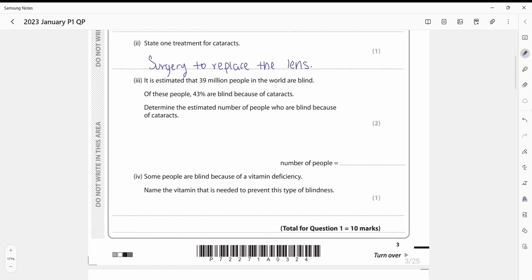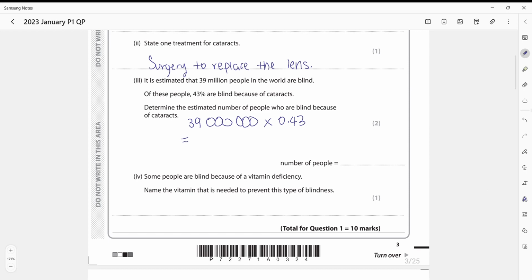Part 3. It is estimated that 39 million people in the world are blind. Of these people, 43% are blind because of cataracts. Determine the estimated number of people who are blind because of cataracts. So 39 million people, that would be this many zeros, and then we're just going to times that by 0.43, which is the same as 43%.